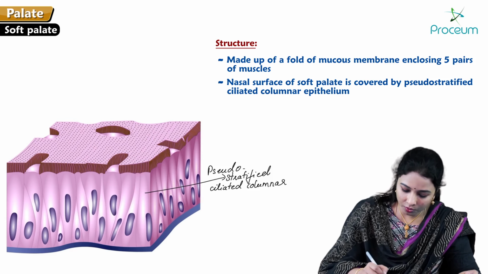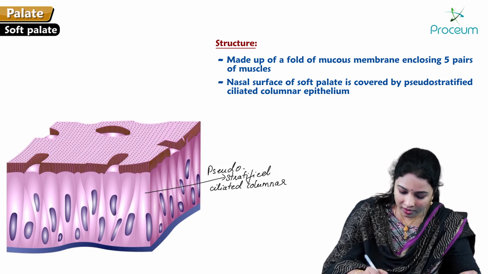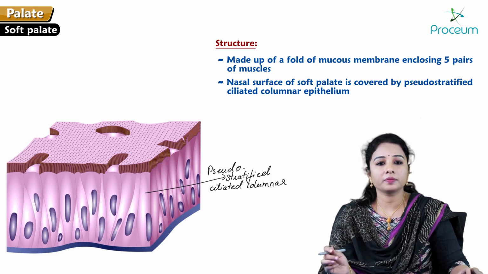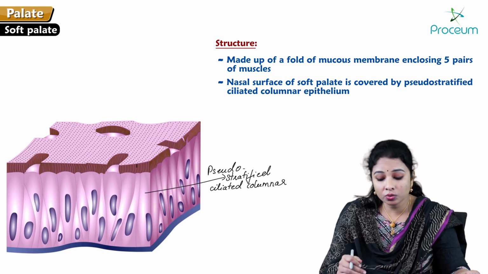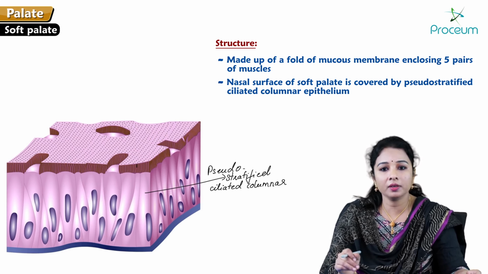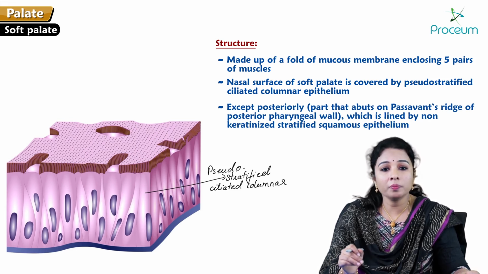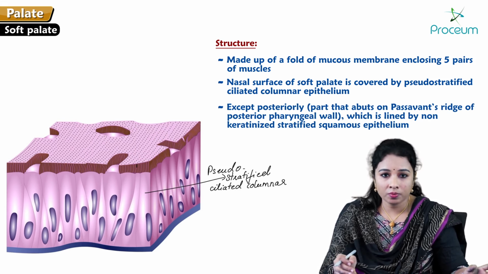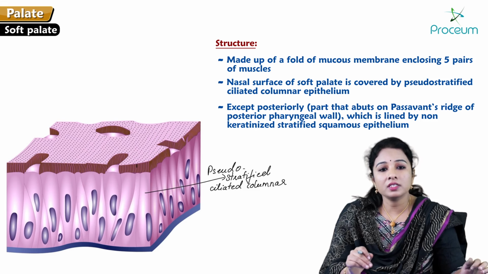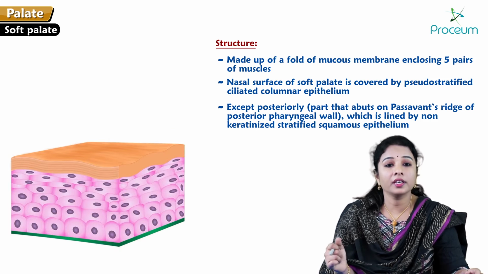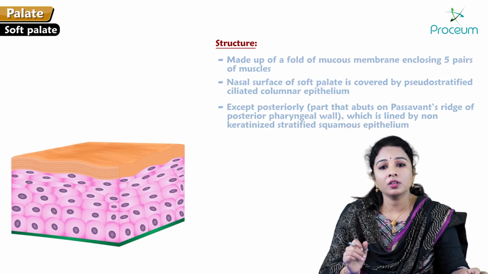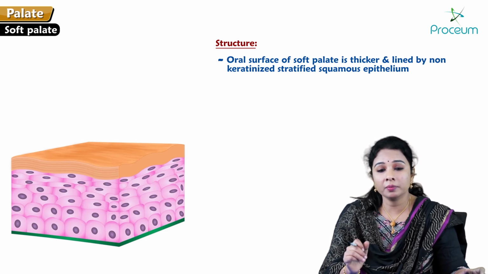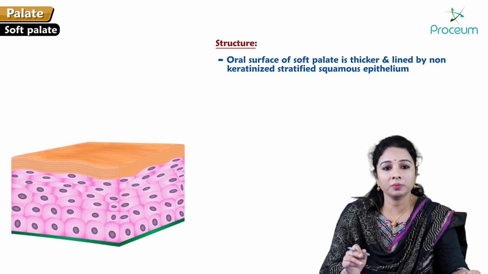And we can appreciate the nuclei at different levels, and we can see the cilia from its upper border. So, it is a respiratory epithelium, which is the pseudostratified ciliated columnar epithelium, the part that abuts on the Passavant ridge or posterior pharyngeal wall, which is lined by non-keratinized stratified squamous epithelium. So, here we can see non-keratinized stratified squamous epithelium. The oral surface of the soft palate is lined by non-keratinized stratified squamous epithelium.